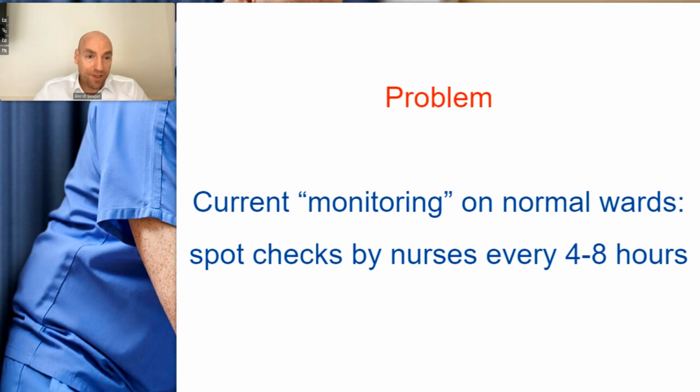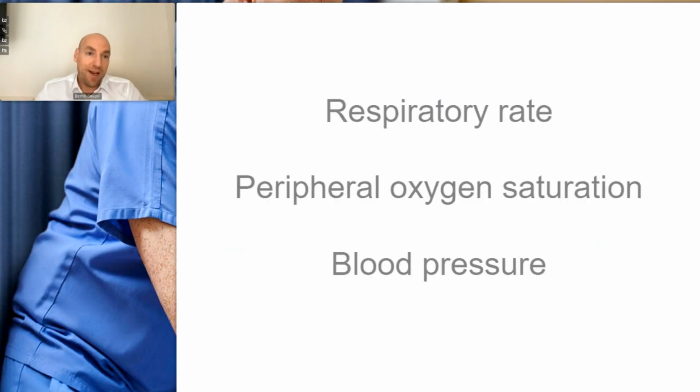Again, the big problem is that current monitoring on general care or normal wards consists of spot checks by nurses every 4 to 8 hours. I will now show you a couple of problems that come with these intermittent spot checks. I will focus on 3 important cardiorespiratory vital signs: the first is respiratory rate, then peripheral oxygen saturation, and blood pressure.